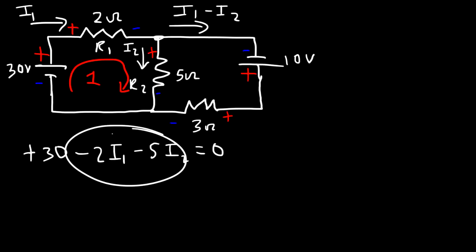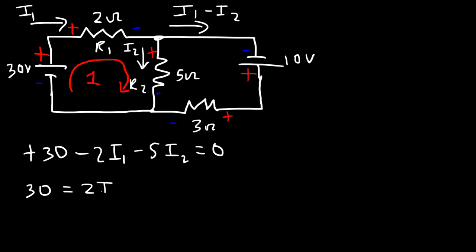Now I'm going to take these two terms and move them to the other side. So now I have this equation: 30 is equal to 2I1 plus 5I2. Now let's save this equation for later.